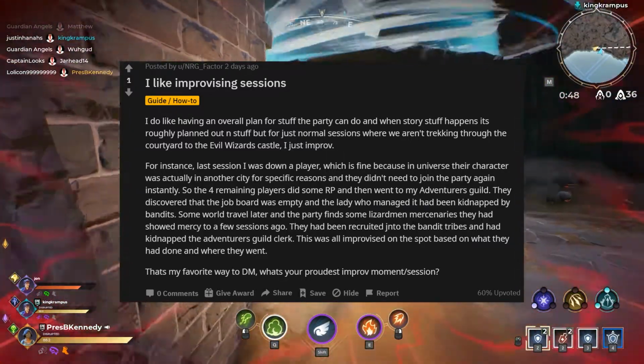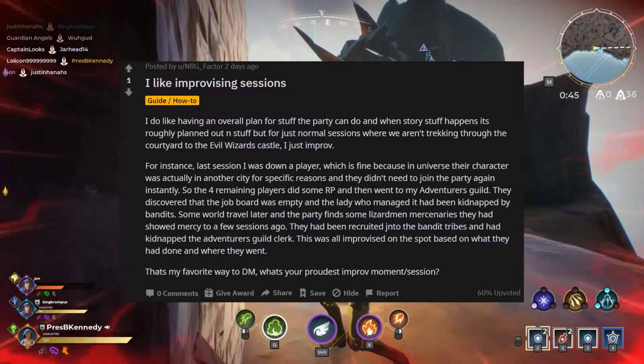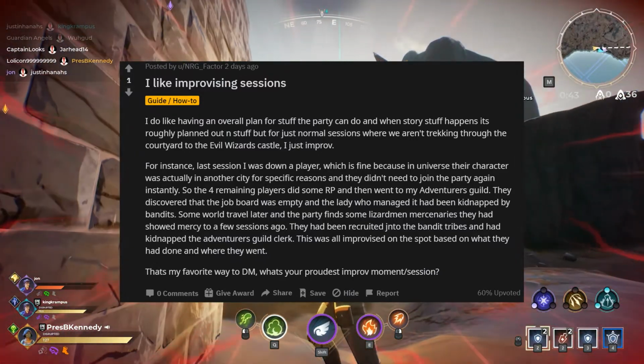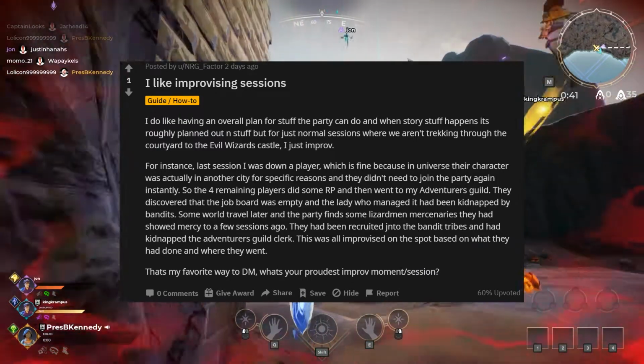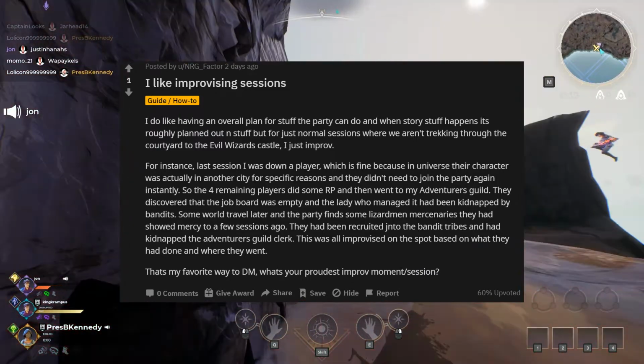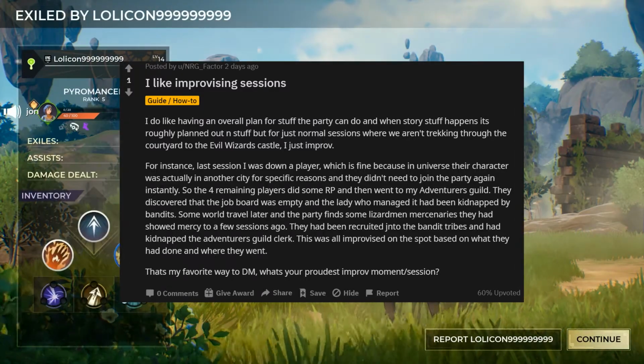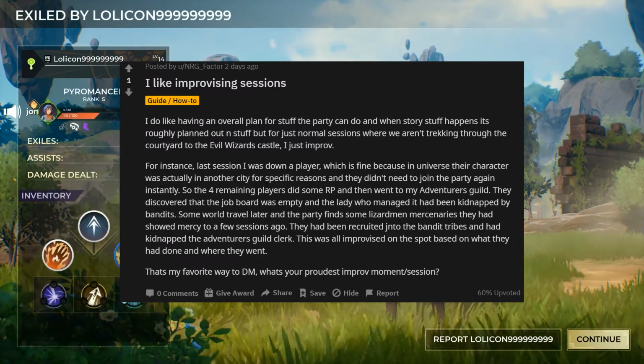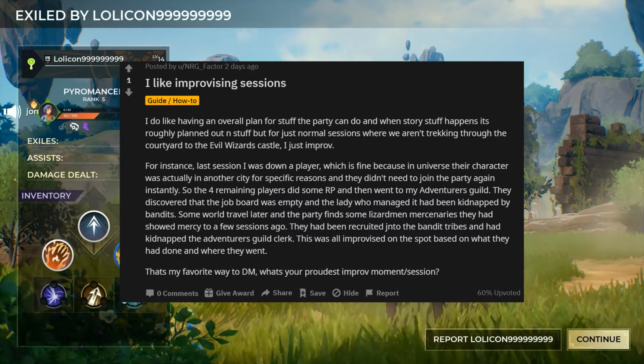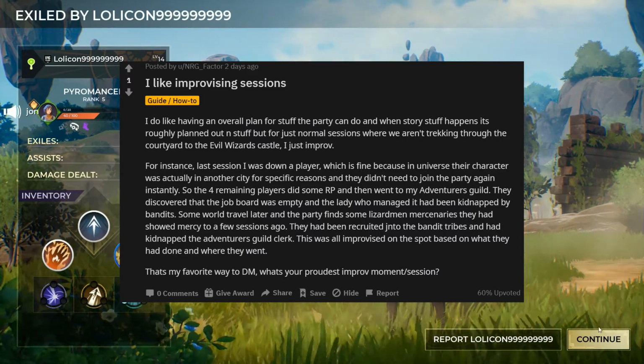For instance, last session I was down a player, which is fine. In universe, their character was actually in another city for specific reasons, and they didn't need to join the party again instantly. So the four remaining players did some RP and then went to my Adventurers Guild. They discovered that the job board was empty and the lady who managed it had been kidnapped by bandits.